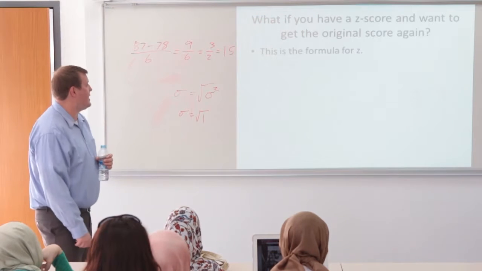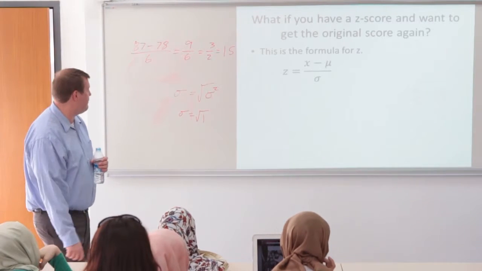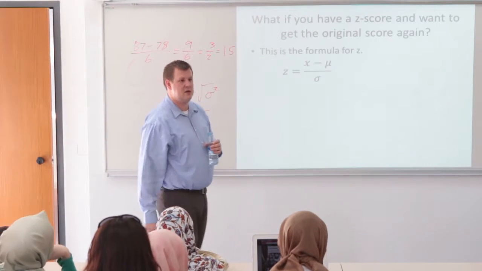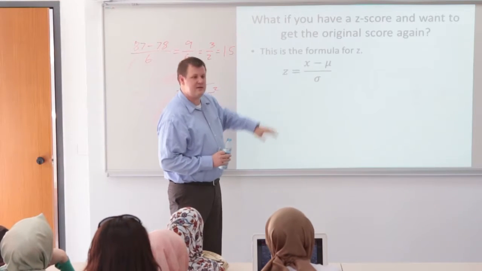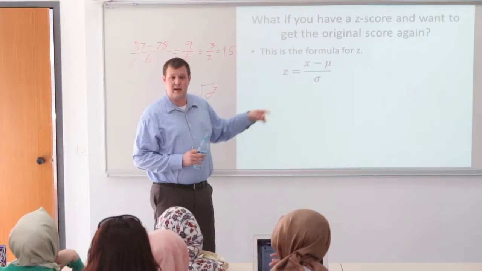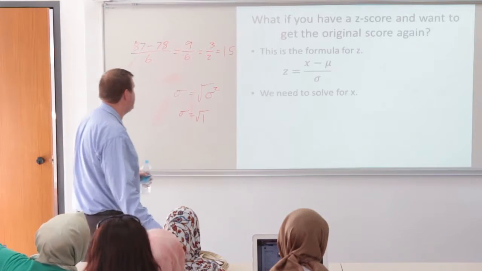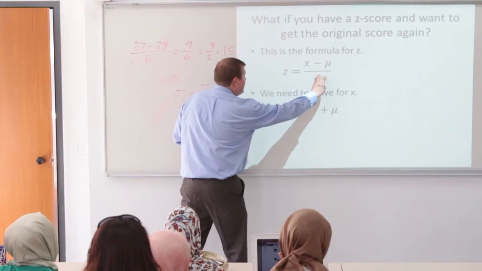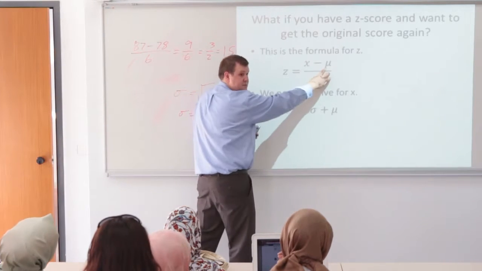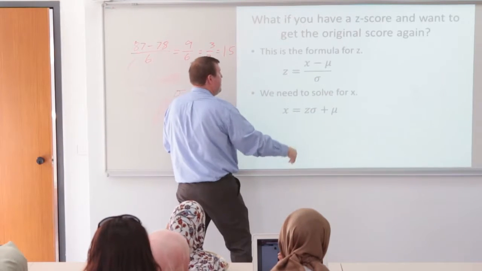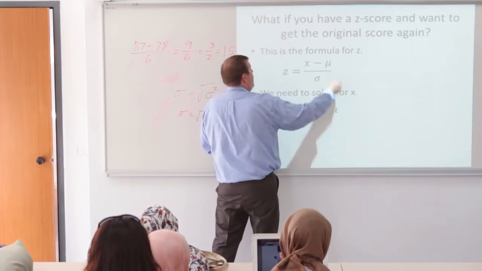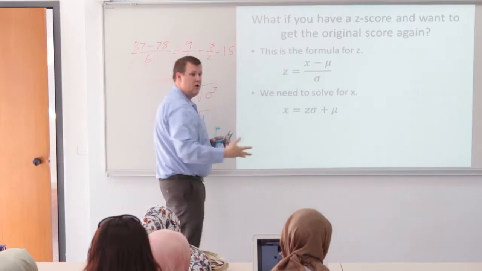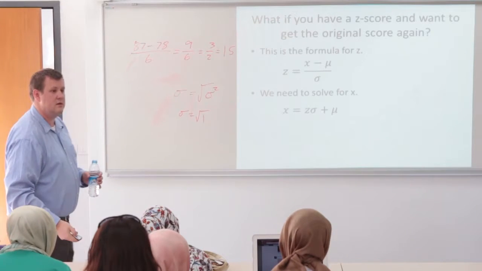So, what if you have a z-score and you want to get the original score again? Now, this is our formula for z, right? Z is equal to the score minus the mean divided by the standard deviation. Let's say we know this. We don't know this. Can we get that? Yes, it's simple. We just have to do some algebra. We need to solve for x. So we take the standard deviation and multiply both sides by that, so that goes over here and gets rid of it there. Then we add the mean to both sides. So we will have x is equal to the z-score times the standard deviation plus the mean.